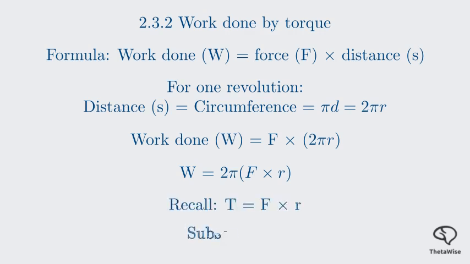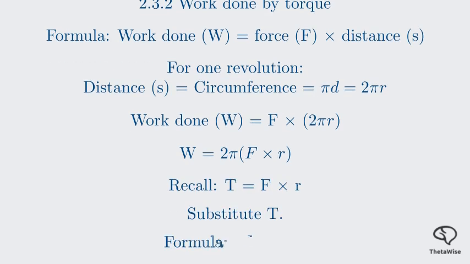Remember our previous formula for torque? T equals F times r. This means we can substitute T into our work equation. And there we have it. The work done for one revolution is 2 pi times the torque, T. This is a crucial formula for rotational work. We have now derived and understood the work done by torque.